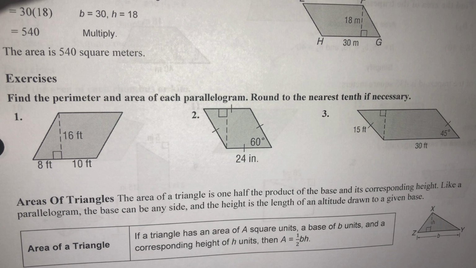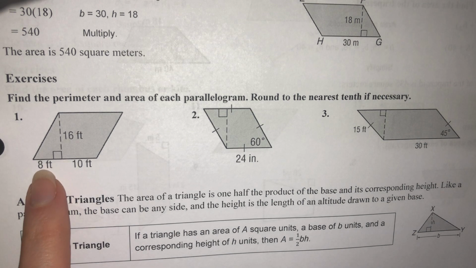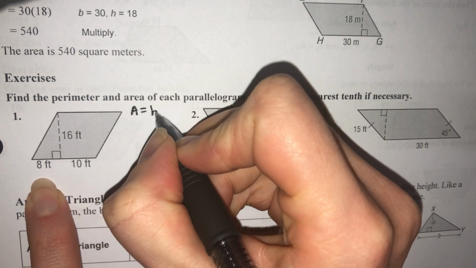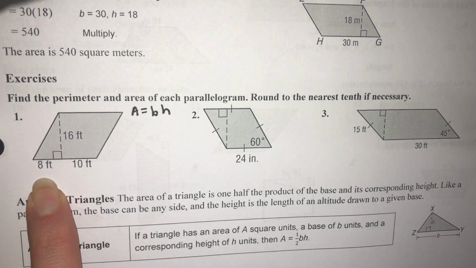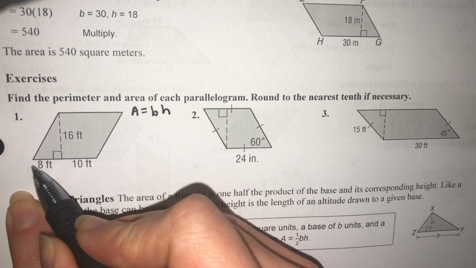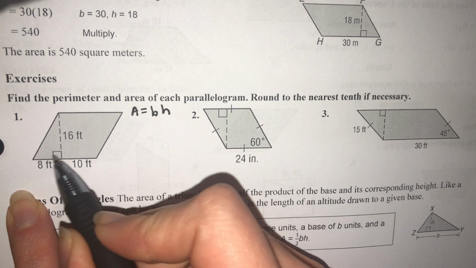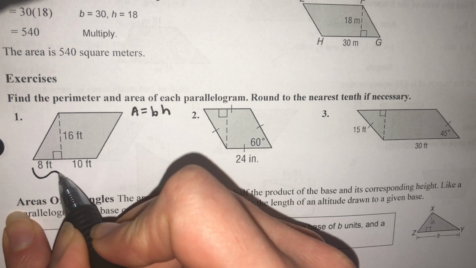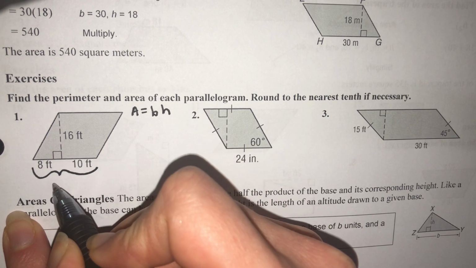Number 1, the directions say find the perimeter and the area of each parallelogram and round to the nearest tenth if necessary. So on problem number 1, we are going to remember our formula. This is a parallelogram, so the area formula is base times height. And so first thing we want to do is figure out how long is our base. Well, this side here on the bottom has 8 feet marked from the left vertex until this height line, and then 10 feet beyond that. So we would add those two measurements together. 8 plus 10 gives us 18.